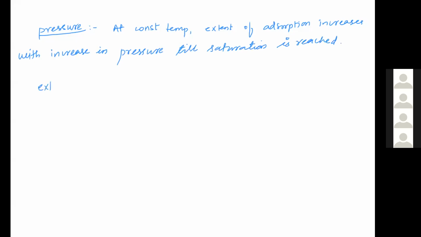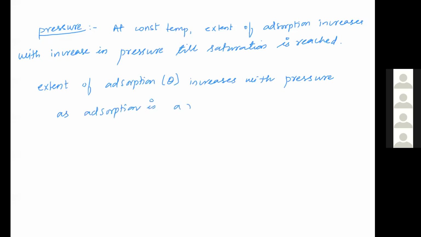That is, extent of adsorption, I already gave in the first slide as theta and the formula. This is going to increase with pressure. As adsorption is a reversible process, adsorption which is reversible is actually physisorption. Adsorption which is reversible is physisorption. It is accompanied by decrease of pressure.